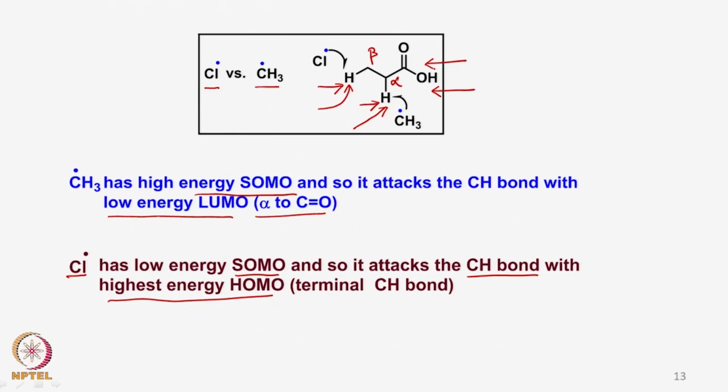So, even such kind of abstraction of hydrogens is also affected by similar type of reactivity as we discussed with the nucleophilic and electrophilic radicals reacting with double bonds having either electron withdrawing or electron donating group.